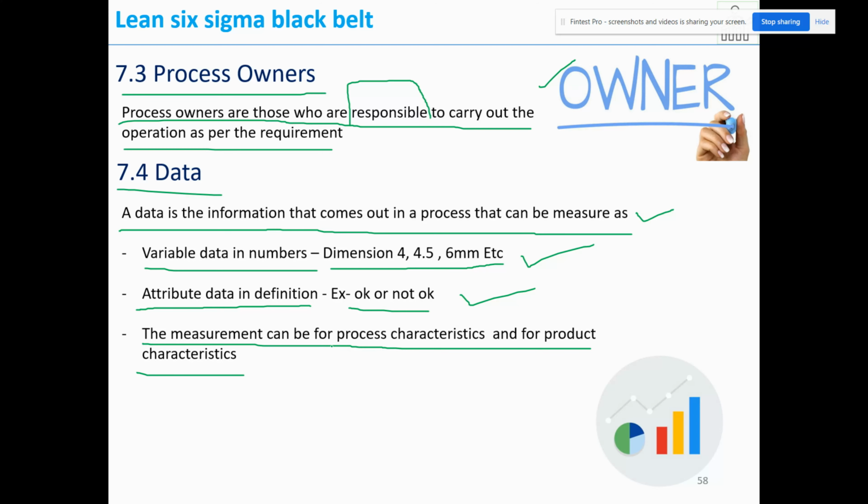When we say process characteristics, we are talking about the machine parameters, for example, temperature, pressure, load, etc. When we are talking about the product characteristics, we are talking about the product specifications like dimensions, the size, the form of the product, etc. So now you have an idea of what data is. Data is the information that comes out of a process that can be measured. Anything that you can measure, and from which we can give a conclusion about the measurement, is called data.